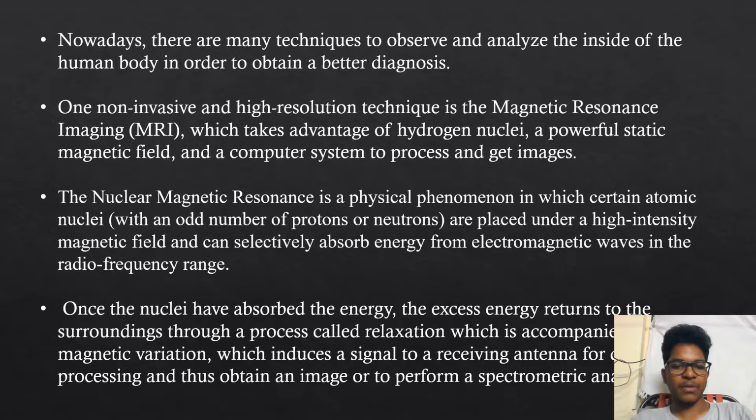Nuclear magnetic resonance is a physical phenomenon in which certain atomic nuclei with an odd number of protons and neutrons, placed under a high intensity magnetic field, can selectively absorb energy from electromagnetic waves in the radio frequency range. Once the nuclei have absorbed the energy, the excess energy returns to the surroundings through a process called relaxation, which is accompanied by a magnetic variation detected by a signal receiving antenna for processing, and thus obtain an image or perform a spectrometric analysis.